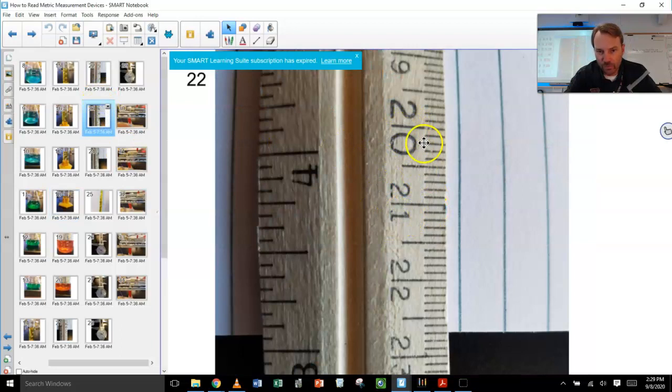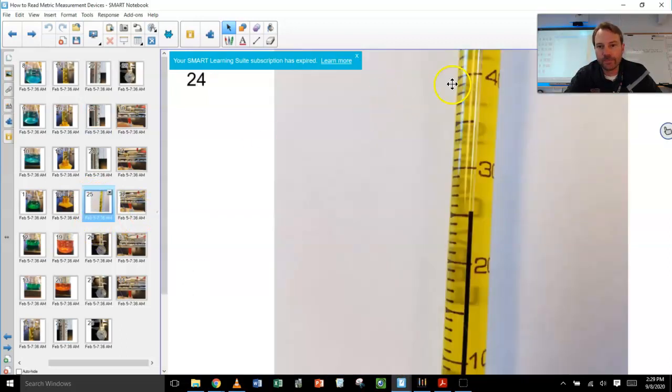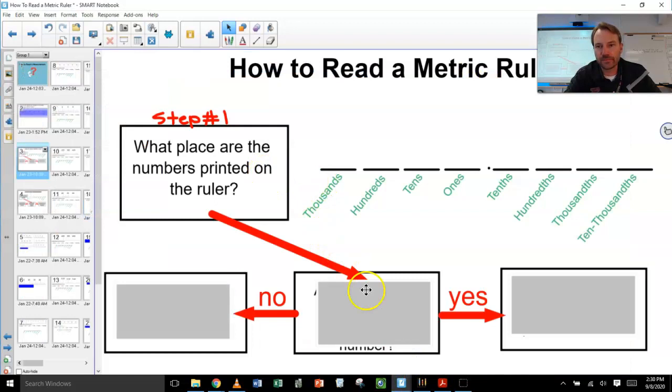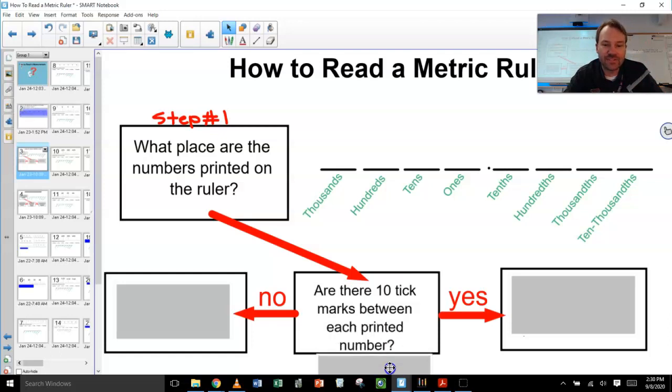This ruler, this is the 1s. Every 1, 20, 21, 22. The printing is going up by ones. This thermometer, they're going up by tens. So the first thing that you do is you identify what's printed on the device. And then there's a really important question. Does it have 10 divisions between each number?